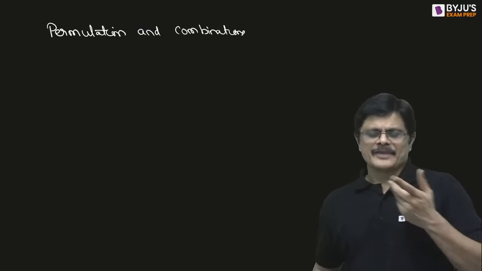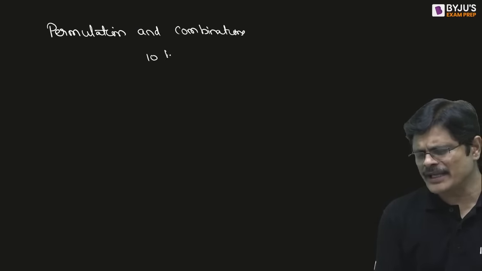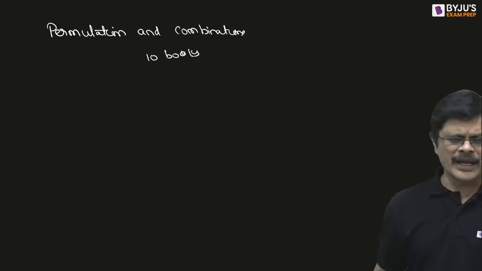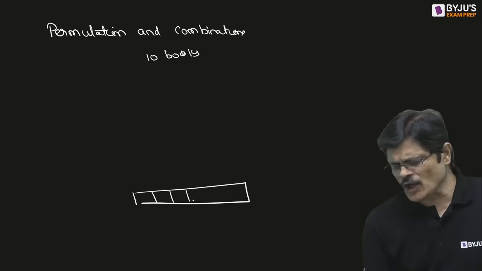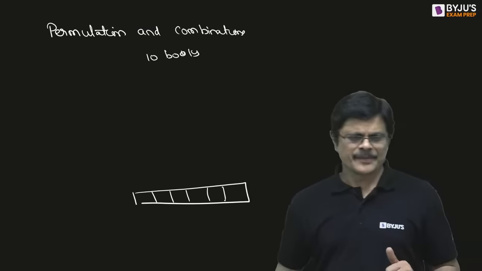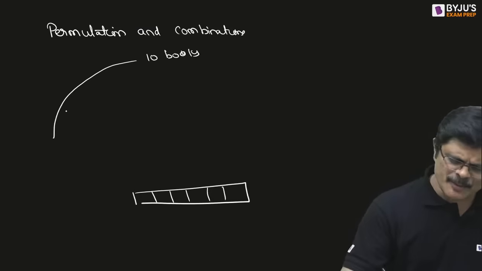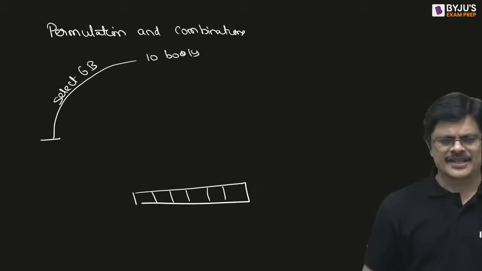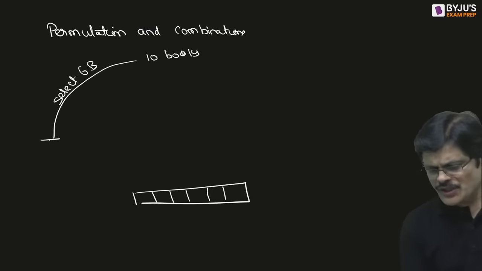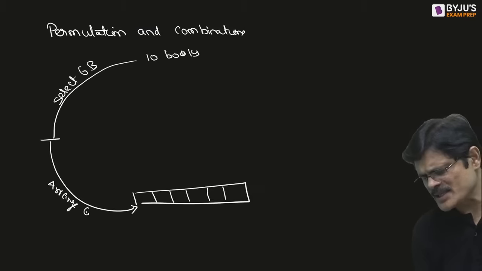My dear friends, suppose this is a regular example I always give. Suppose I have 10 books, and I have a rack which can accommodate only 6 books. Because I can accommodate only 6 books, you select 6 books first. Then the selected 6 books you arrange in the rack.